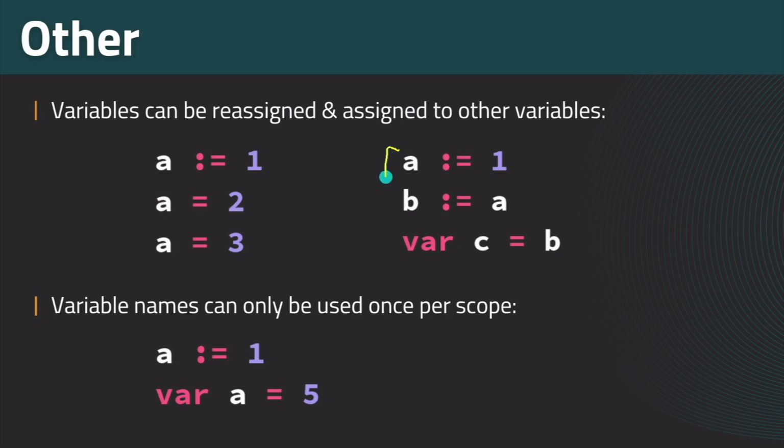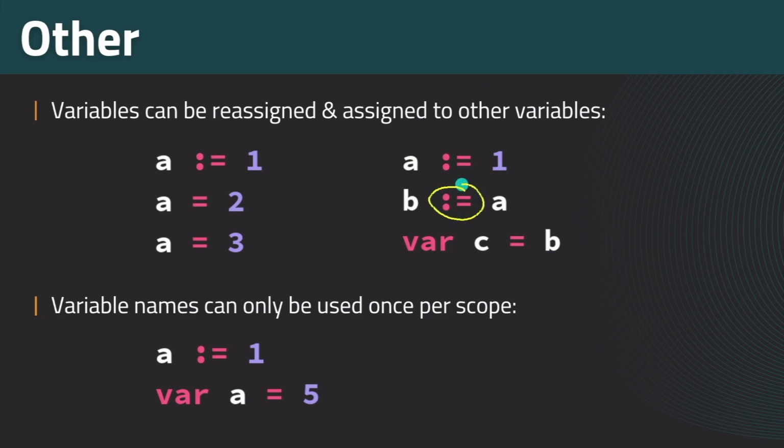Over here on the right, we have A equal to 1. We then create a new variable B, and we assign it the value of A. So B will be 1 because 1 is inside A, and since 1 is in A, 1 will now be in B. And we can also use the var keyword to create the variable C and just assign it to B, which will also be 1.